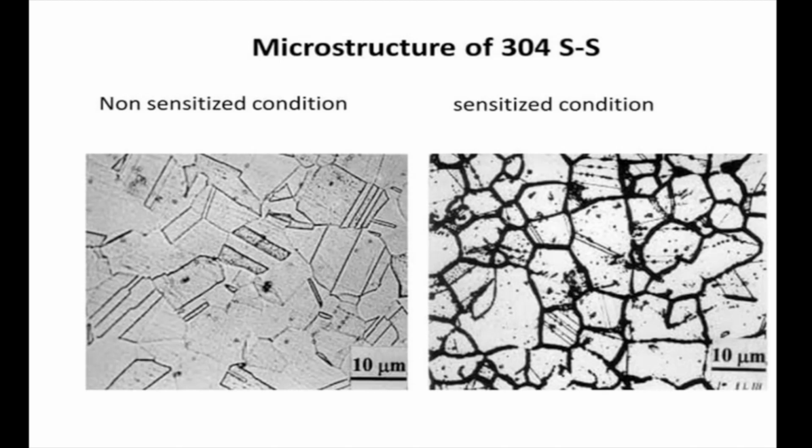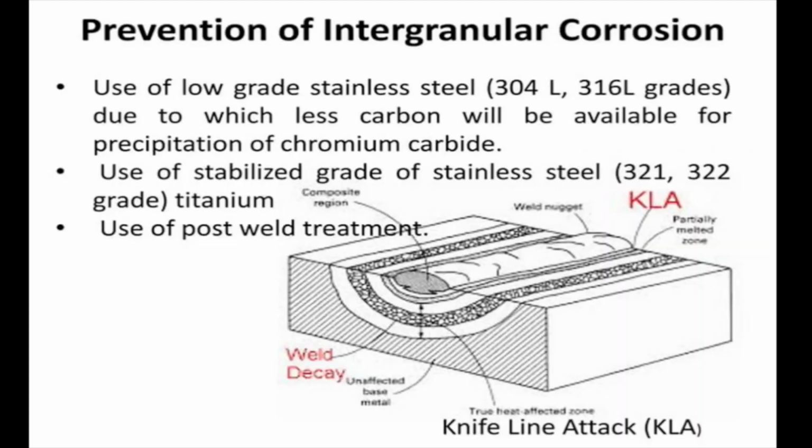On the left hand side you can see the non-sensitized condition, and on the right hand side you can see the sensitized condition. The scale is also mentioned, that is within the scale of 10 micrometer or 10 micron. So this is how the phenomenon of sensitization takes place.